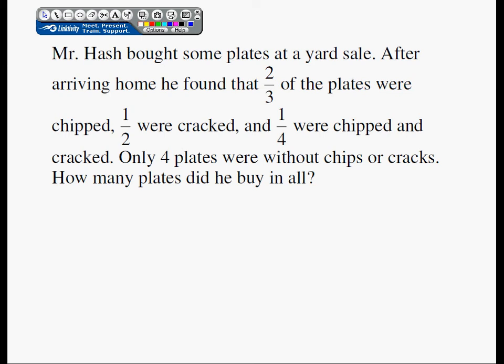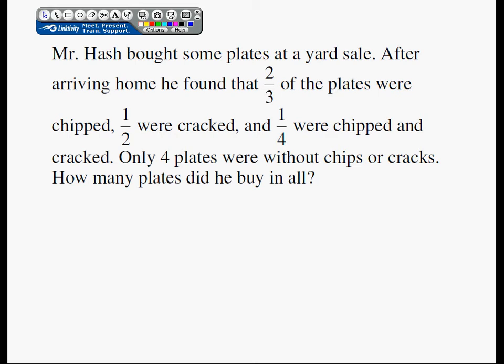Mr. Hash bought some plates at a yard sale. After arriving home, he found that 2/3 of the plates were chipped, half were cracked, and 1/4 were chipped and cracked. Only 4 plates were without chips or cracks. How many plates did he buy in all?